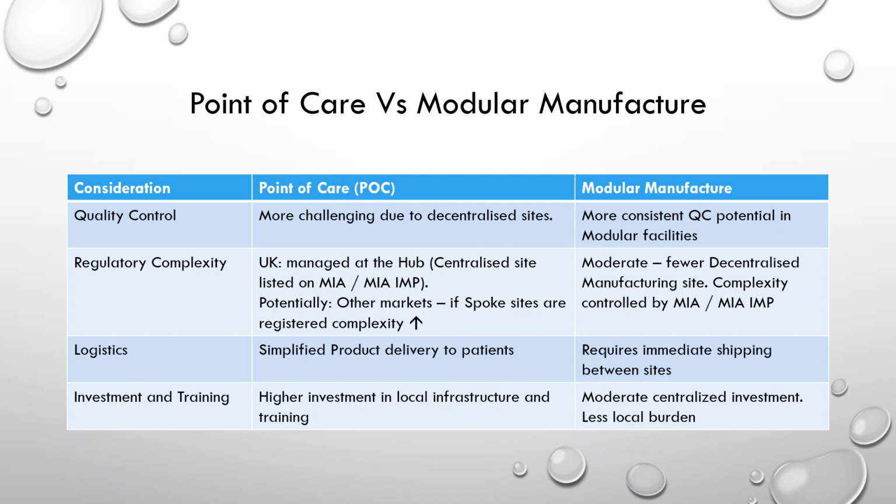Logistics is going to be very simple because it's going to be manufactured very close to the patient for point of care. And for modular, it will require shipping between the sites of administration and the modular manufacture site. Investment and training: it's going to be higher investment for local infrastructure and training because they're not set up primarily for that purpose. Whereas for modular manufacture, it's centralized investment and there's less burden for your local facilities.